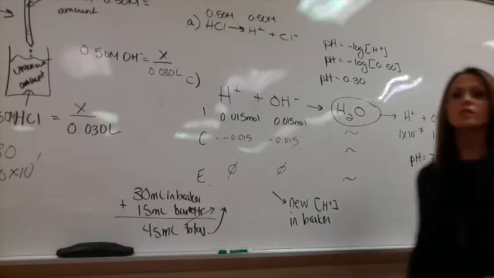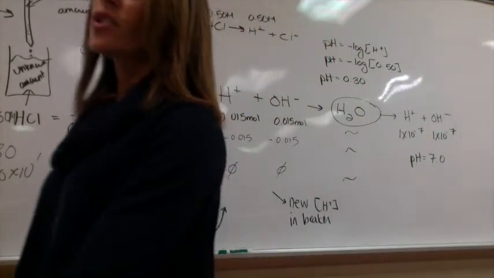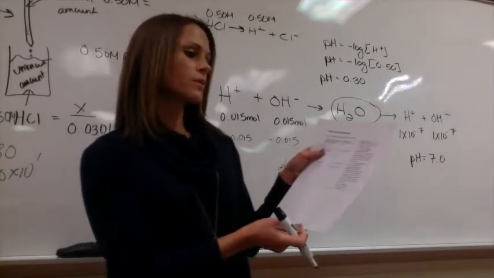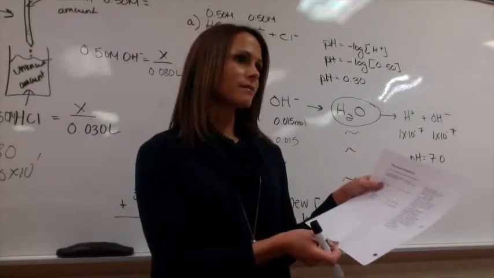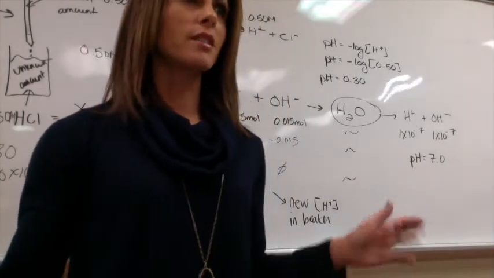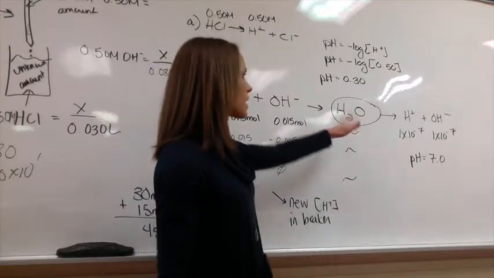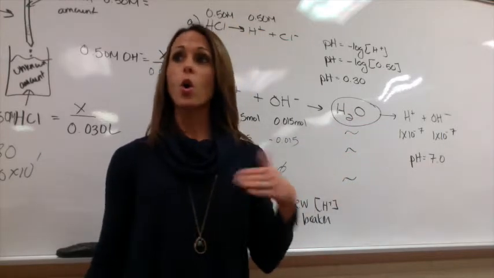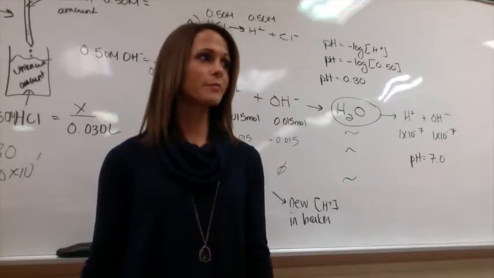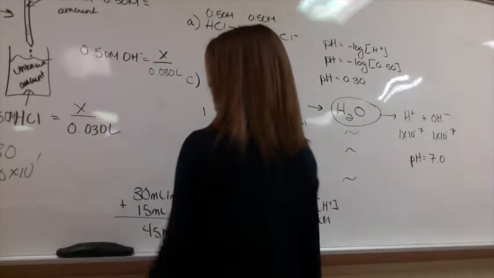So at the equivalence point for any strong acid or strong base, read it on the chart, the pH is always equal to 7 because water is being made. And the pH of pure water at 25 degrees C is 7. So we're going to say the pH is 7 at the equivalence point, always for a strong acid, strong base system. Following? Okay, so then there's part D.